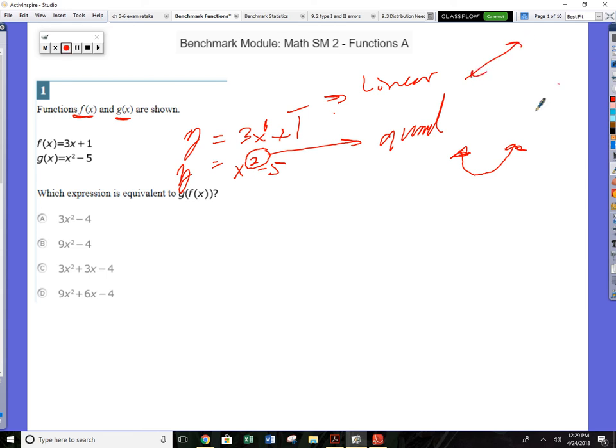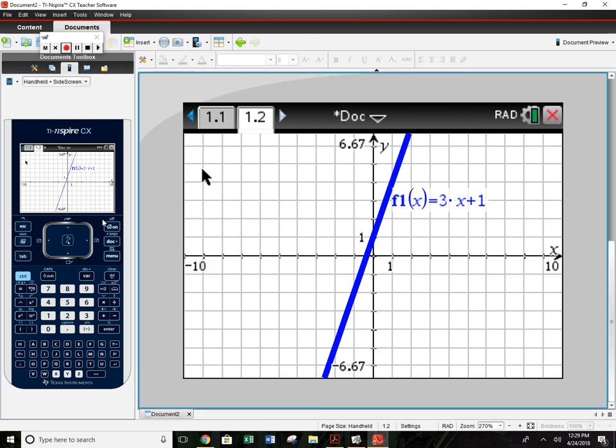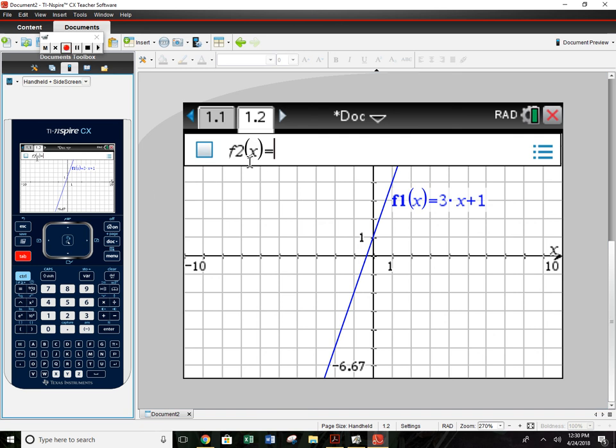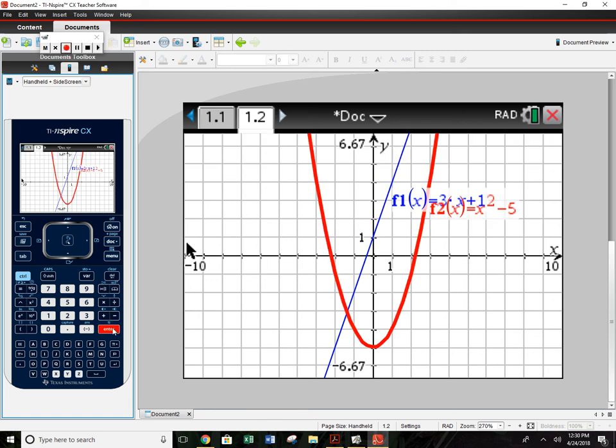So let's type in this quadratic. Let's type in x squared, take away 5. So if you go on your calculator, hit tab. So tab's kind of in the top leftish. Hit tab. And it should bring up function number 2. So function number 2, let's go x squared. What was it? Minus 5? X squared minus 5. Hit enter. And there's the parabola.